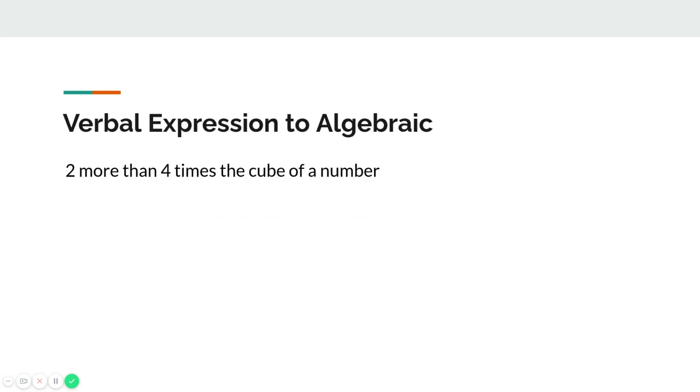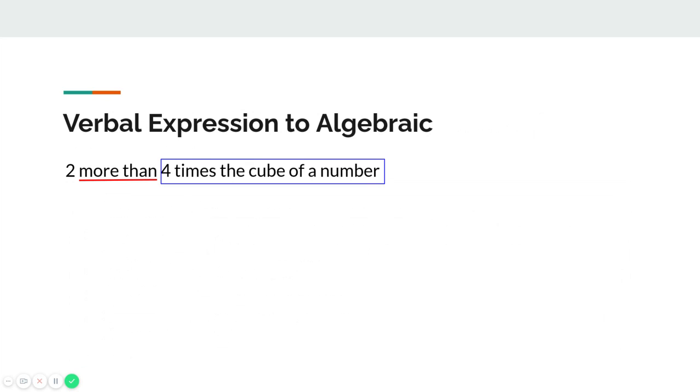So let's go through a verbal expression here. 2 more than 4 times the cube of a number. We've read it. Now what I would encourage you to do is to go back in and read it a couple more times and really understand what it's asking. So like here, the first thing I would see is the words more than. 2 more than what? Well, it's telling us to go 2 more than 4 times the cube of a number. And then I see that there's more terms in there such as the word times. I also see cube and I see a number in there.